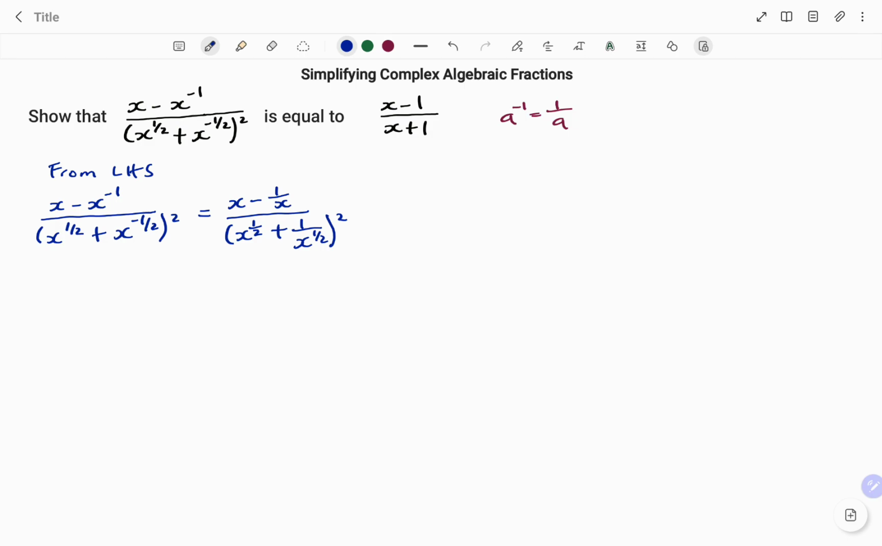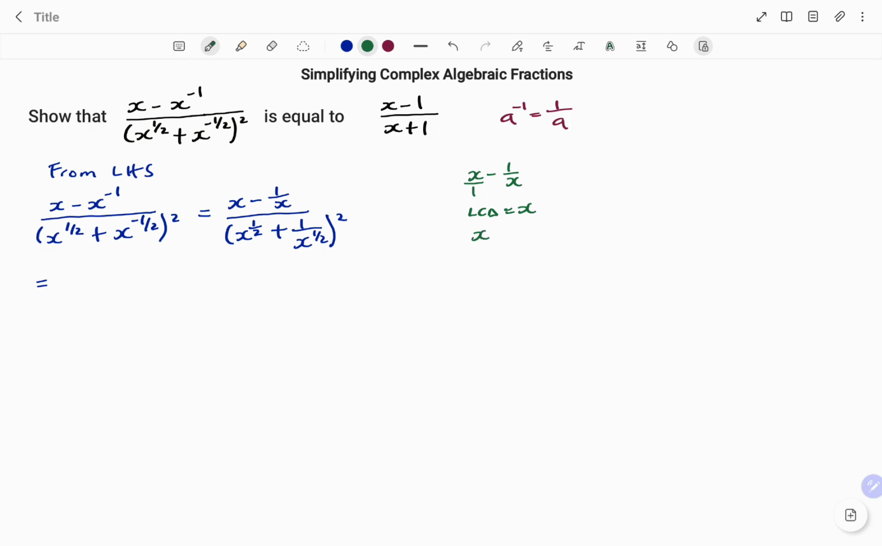For the numerator, I have x minus 1 over x. Any whole number or variable is always over 1. It doesn't change the value because x divided by 1 is still x. Because they have different denominators, I'm going to put them under the same denominator. My LCD in this case is x. So on my left-hand side, I'm going to multiply both the numerator and the denominator by x.